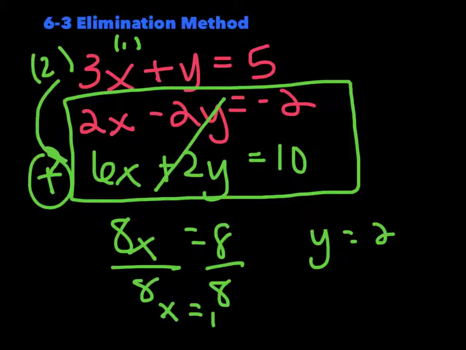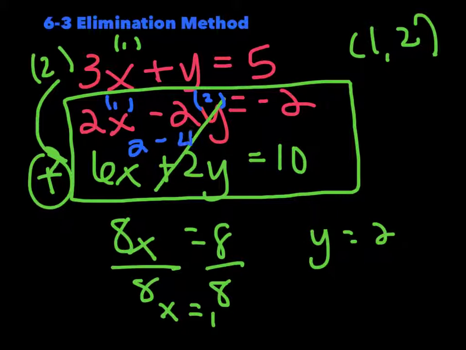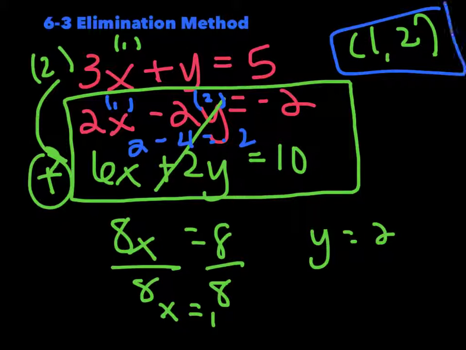So our ordered pair is 1, 2, and since this is an easy enough one, let's go ahead and plug that into the second one and make sure that it works there as well. So you would get 2 times 1 minus 2 times 2. So 2 times 1 is 2 minus 4 is equal to negative 2. So it did. It worked on both of them, so you know that this is your solution to both.